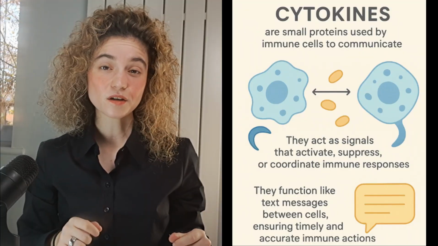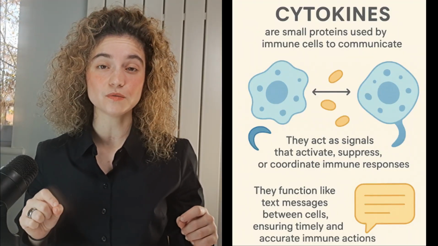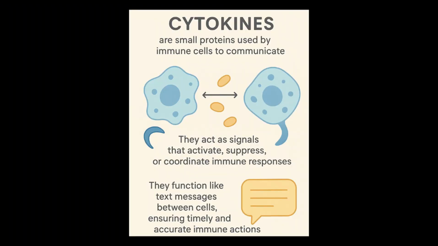So what are cytokines? Now that we understand how crucial communication is for the immune system, let's take a closer look at the key players in this cellular conversation: cytokines. Cytokines are essentially the words that immune cells use to talk to each other. They are small proteins secreted by various immune cells, each carrying instructions that can activate, suppress, or coordinate different parts of the immune system. Think of them as text messages sent between cells, making sure the right response happens at the right time.